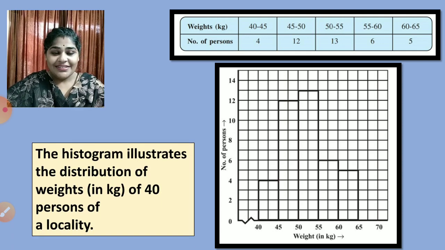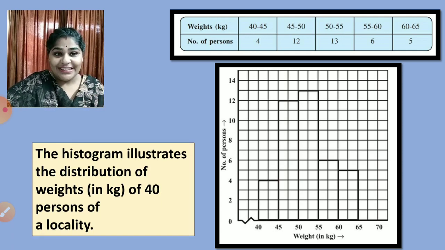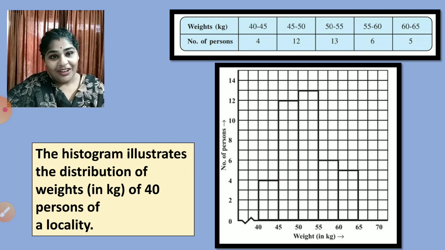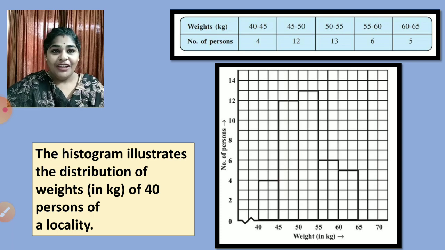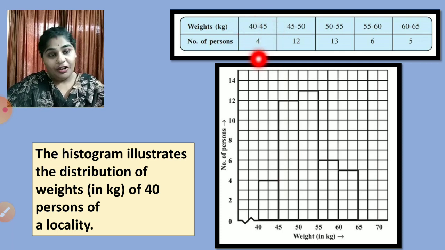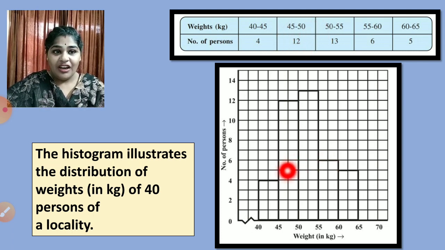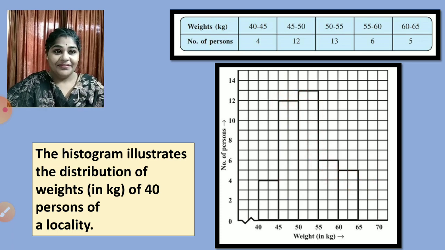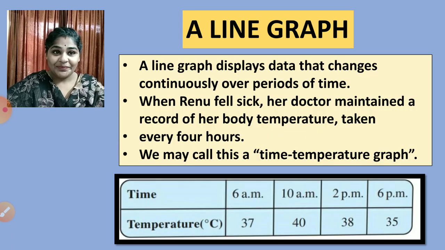And here there is a broken line also, if you can see, that shows that between 0 to 40 there is no data. The histogram illustrates the distribution of weights in kg of 40 people of a locality, and you can see that it is given in the class interval frequency distribution table. That is, 40 to 45 weight there are 4 people, 45 to 50 there are 12 people. So this is how it is represented in the form of a histogram. I hope this is clear.